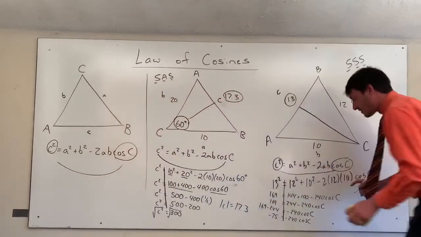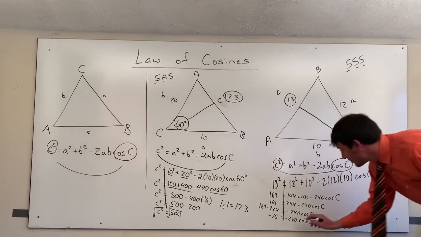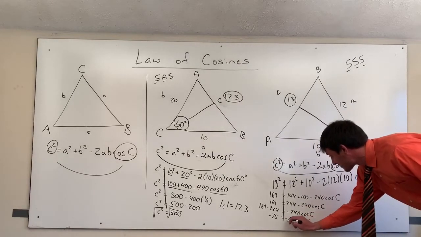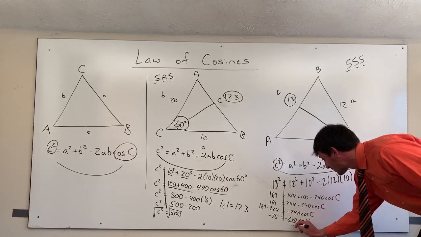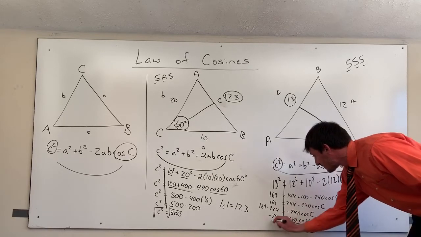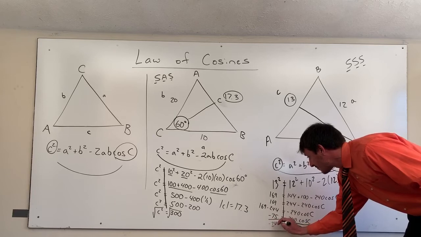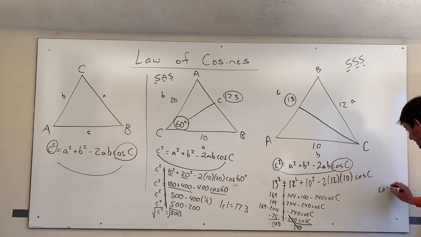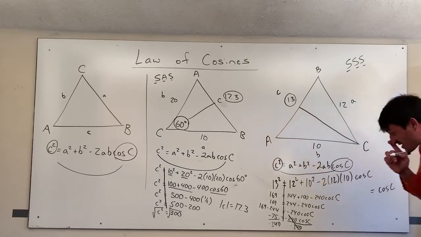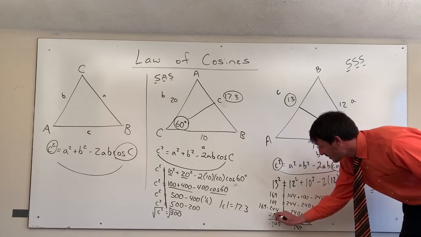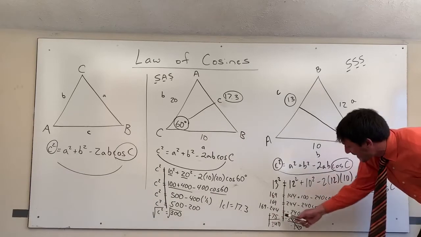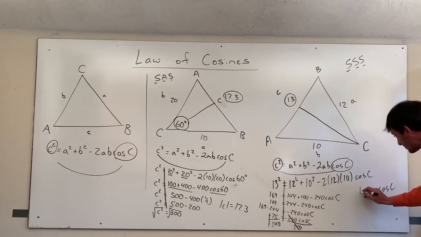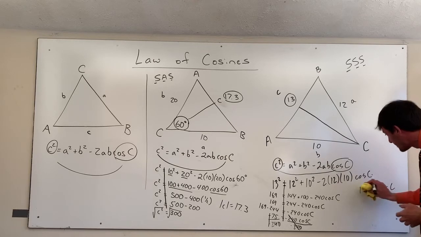And I'm going to finish this over here. Now what you have to do is notice the negative 240 is multiplied by the cosine of C. You have to divide both sides by negative 240. These cancel. And you're left with the cosine of angle C is equal to negative 75 over negative 240. The negatives cancel out. You can divide each of these by 5, so we end up with 75 over 240.